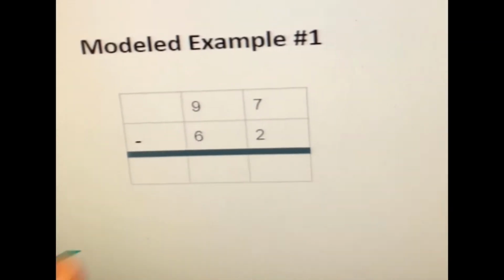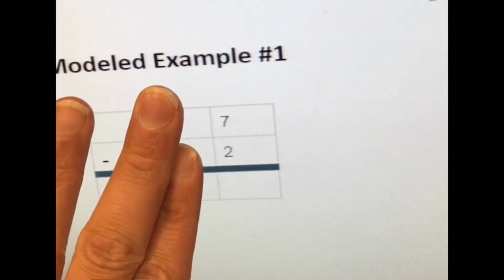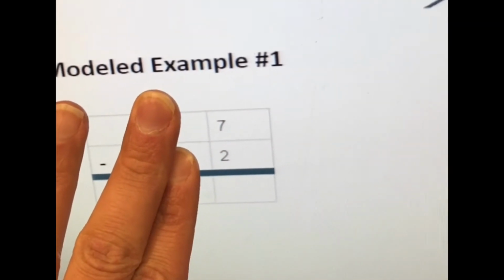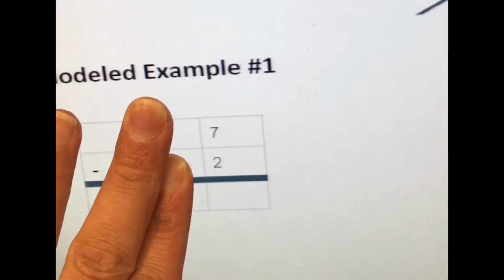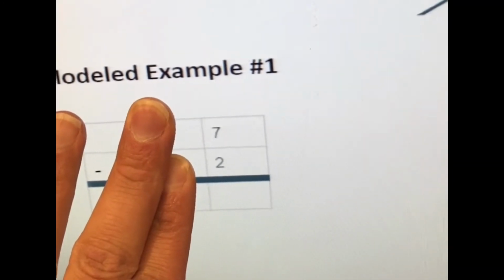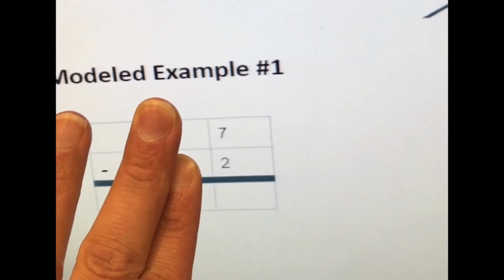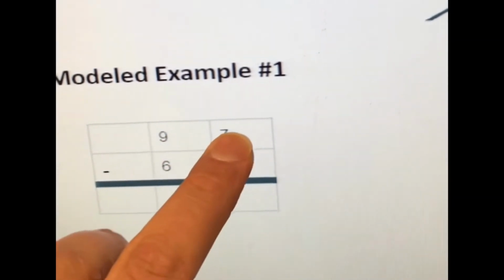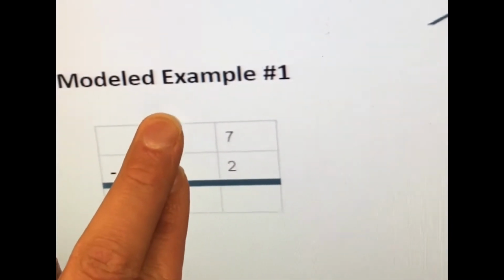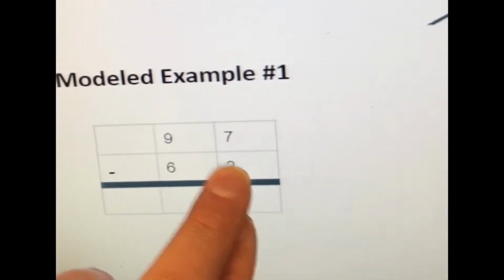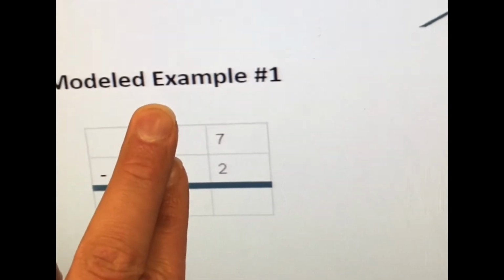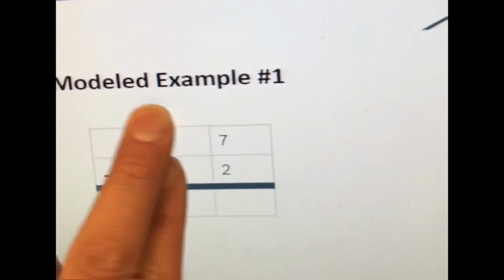Let's look at the ones place first. Looking at the ones place, the numbers are 7 and 2. 7 is bigger than 2. So we do not need to regroup because the top number in the problem is bigger. You know, if the number underneath the 7 was bigger, then we would need to regroup. But because the top number is bigger, we do not need to regroup.